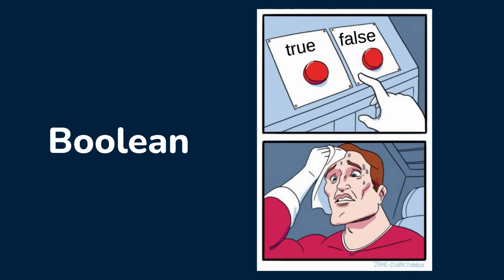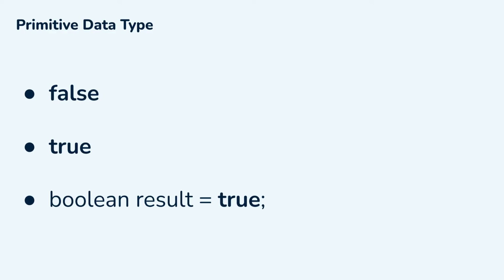So let's start by answering the question, what is a Boolean? The answer is pretty simple. It's a type of data that accepts only two values, true or false. In Java, we can declare a Boolean variable by writing the type followed by the name of the variable, the assignment operator, which is represented by the equal symbol, the value we want to assign, in this case true, and finally a semicolon.